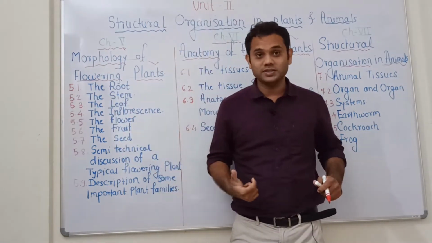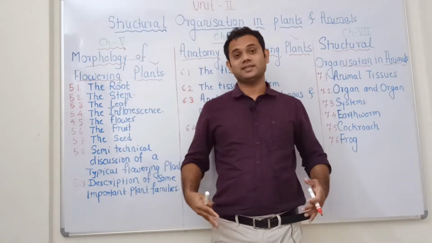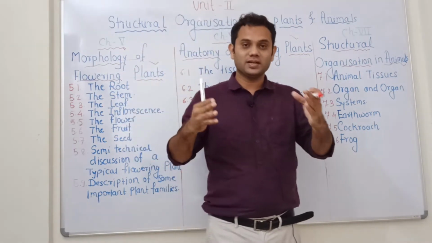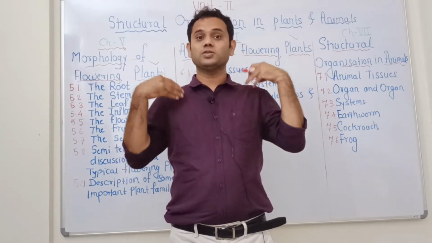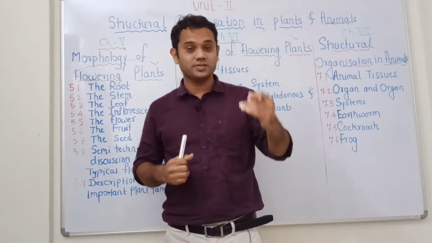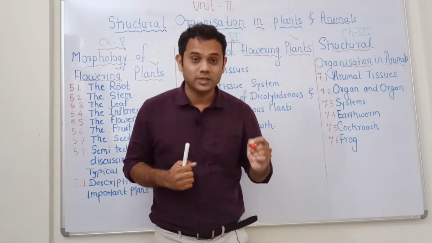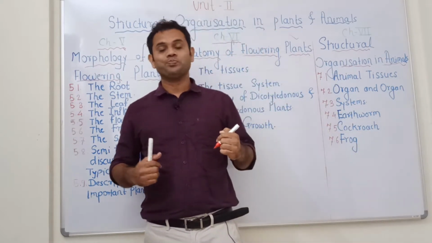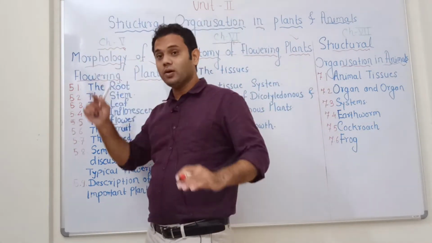So what is morphology? Morphology is the study of external characteristics, the characters which we can see with our eyes externally. You are seeing me, I am seeing you. The external features which look from outside are called morphological features, and the study of those morphological features is called morphology. Morphos means external features, external character. Logos means study. So morphology of flowering plants consists of the study of external features.